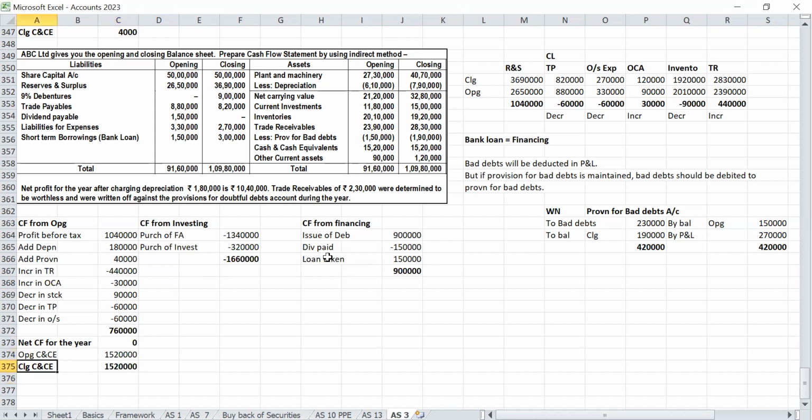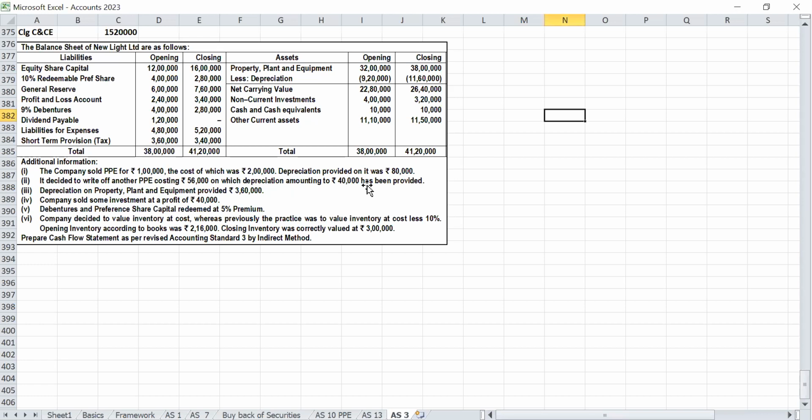Tally. Quick, complete this. Special adjustments for this question. First, provision for tax.